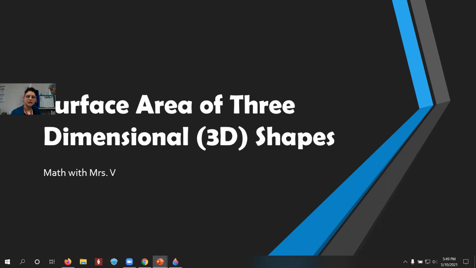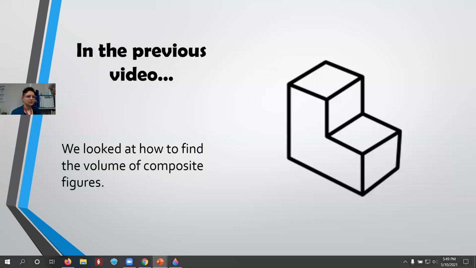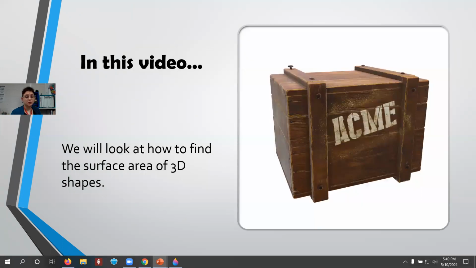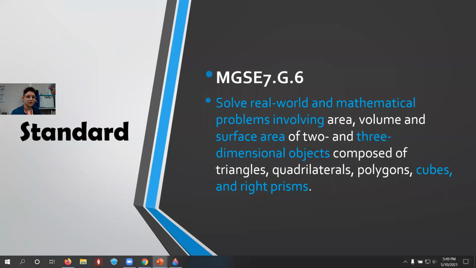We're still in geometry, but now we're going to look at surface area. So in the previous video, we looked at how to find the volume of composite figures. In this video, we will look at how to find surface area of 3D shapes. We're still in standard 7G6. It was quite the long standard. We are still looking at three-dimensional shapes, but we are now looking at their surface area.